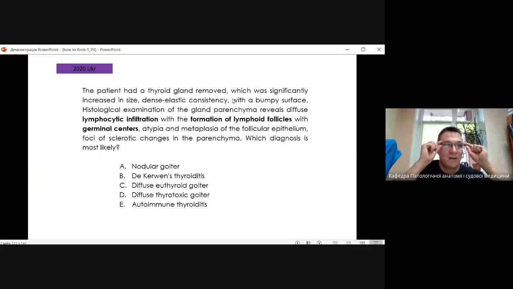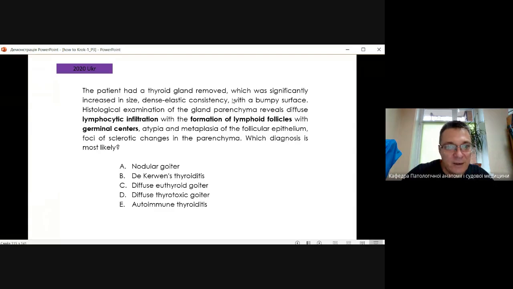That's correct. The next question is again the old good question with a slightly different formulation, but again with the keywords: lymphocytic infiltration, formation of lymphoid follicles with germinal center, and some injury of the follicular epithelium. Yeah, pretty well.